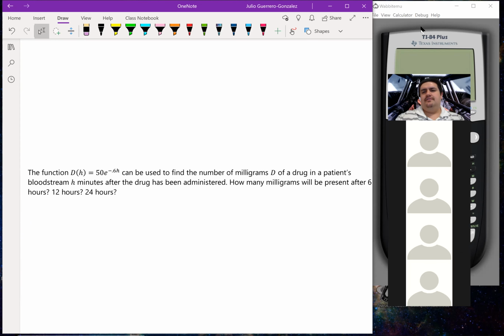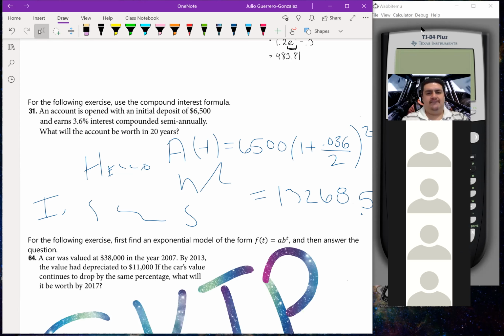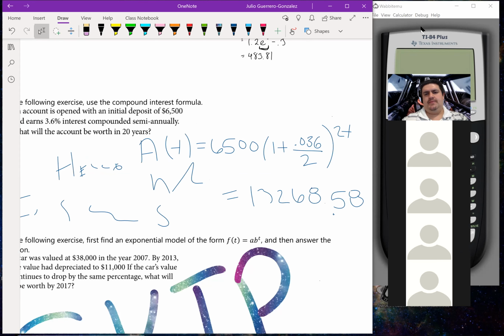I have a question on 31. I'm mostly done with it. I got to the point where I did 6,500 times 0.018 and then put that in parentheses and then put the 40 after that. But I don't know if I did that right. Okay, so let me actually write that out for the equation.